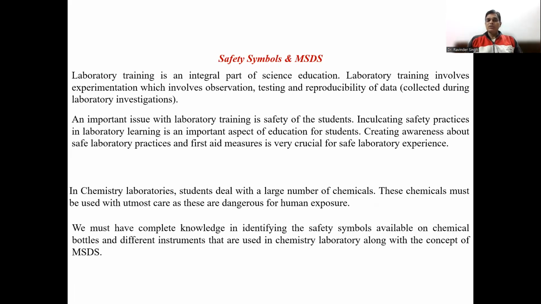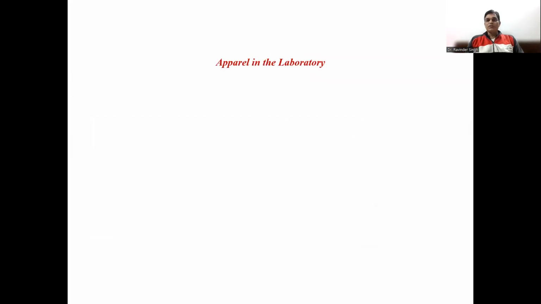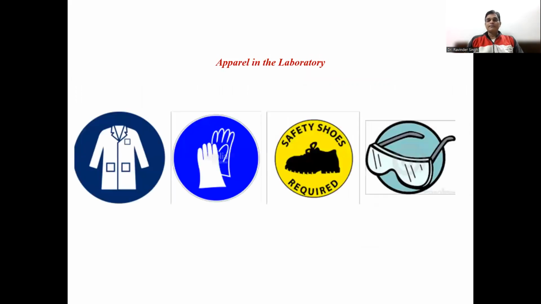We must all have complete knowledge in identifying the safety symbols available on the chemical bottles and on different instruments used in the chemistry laboratory, along with the concept of the MSDS, Material Safety Data Sheet. There are some basic rules which we must remember. In the chemistry laboratory, we generally use different apparel: lab coat, gloves, safety shoes, and goggles.